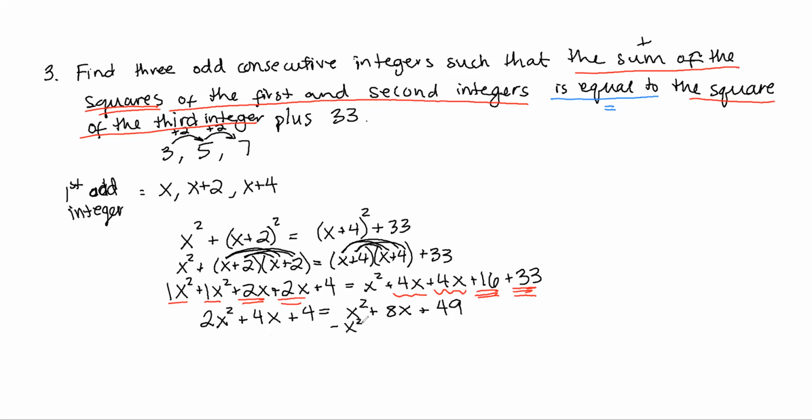So I'll subtract x squared from both sides. So 2x squared minus 1x squared is x squared. And then we have 4x, we're going to subtract 8x from both sides. So this becomes a negative 4x. And then we're going to subtract 49.